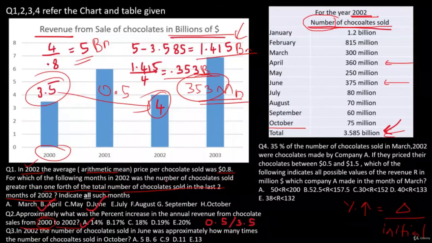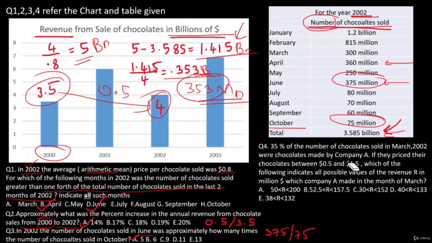In 2002, the number of chocolates sold in June was approximately how many times the number of chocolates sold in October? All right, so you can see that in June you have 375 million chocolates sold, and in October it is 75 million. So you just need to find out 375 divided by 75, right? And that is equal to 5. Therefore the correct answer to question number 3 is option A. All right, now let me make some space over here and we go to the last question over here.